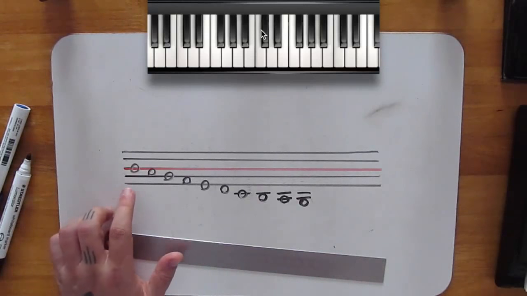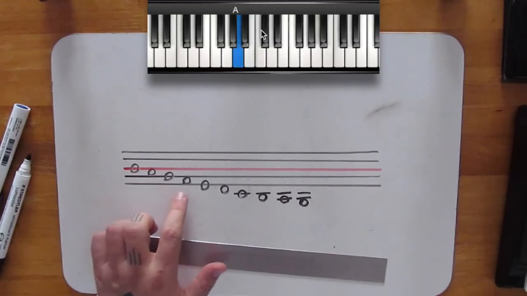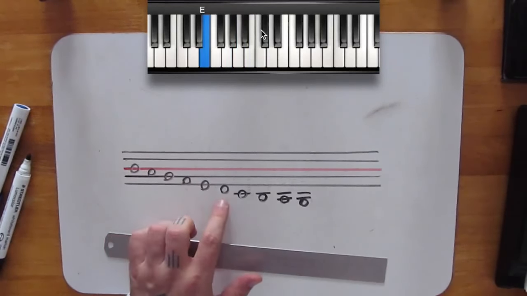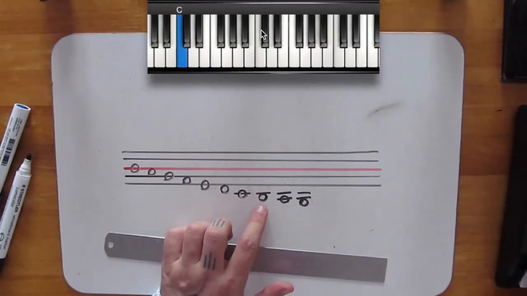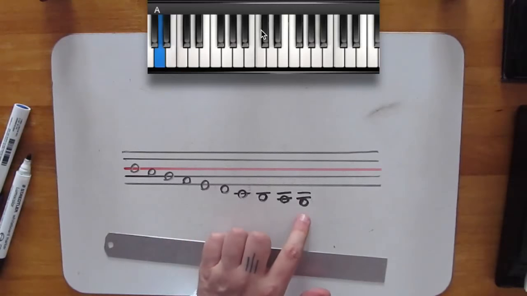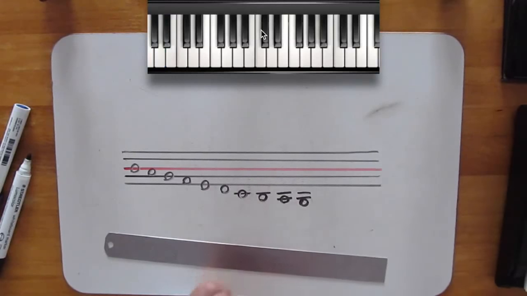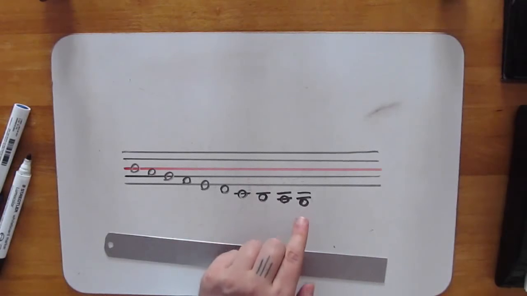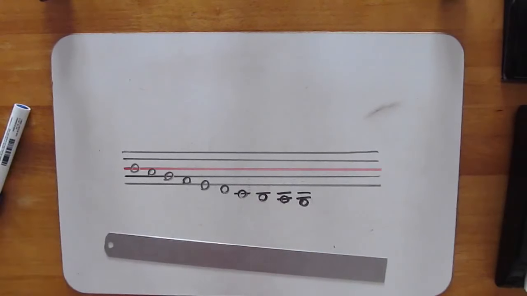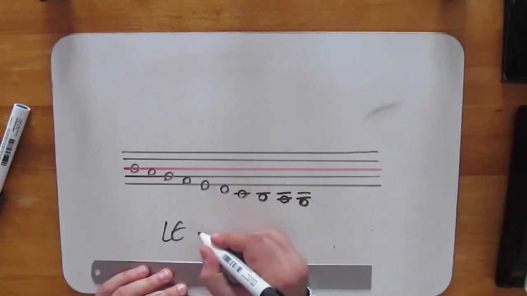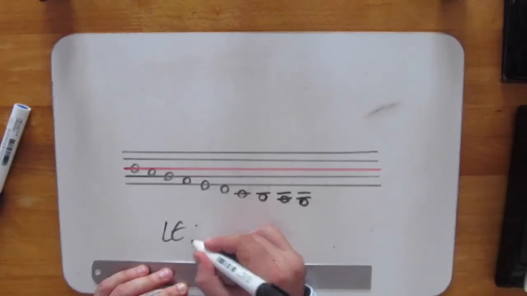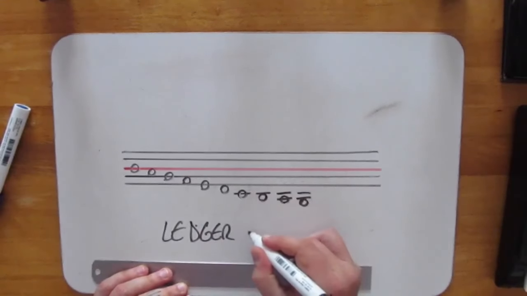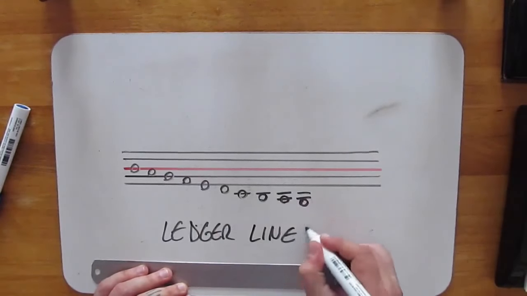So, those extra little snippets of line which are used in that circumstance are called ledger lines.